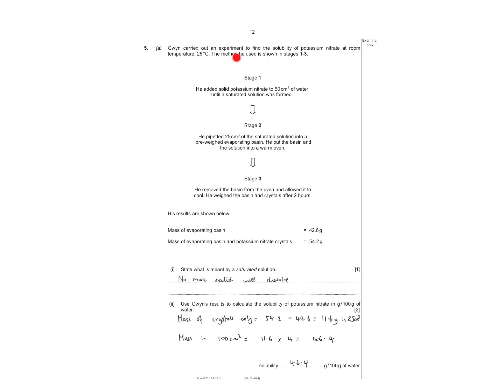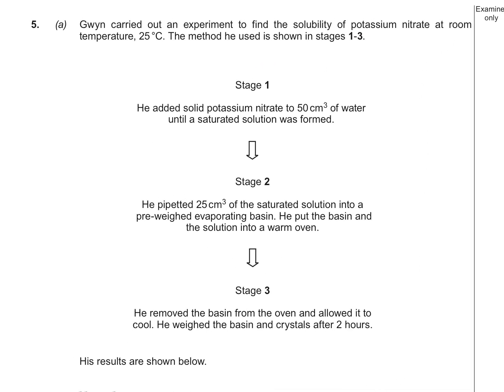Gwyn carried out an experiment to find the solubility of potassium nitrate at room temperature, 25. And the method he used is shown in stages 1 to 3. Now we're going to go through this method in a bit of depth. So the first thing he did, he added solid potassium nitrate to 50 centimetres cubed of water until a saturated solution was formed. So what he's done there is no more will dissolve. That's what saturated means. The maximum amount of potassium nitrate is in there.